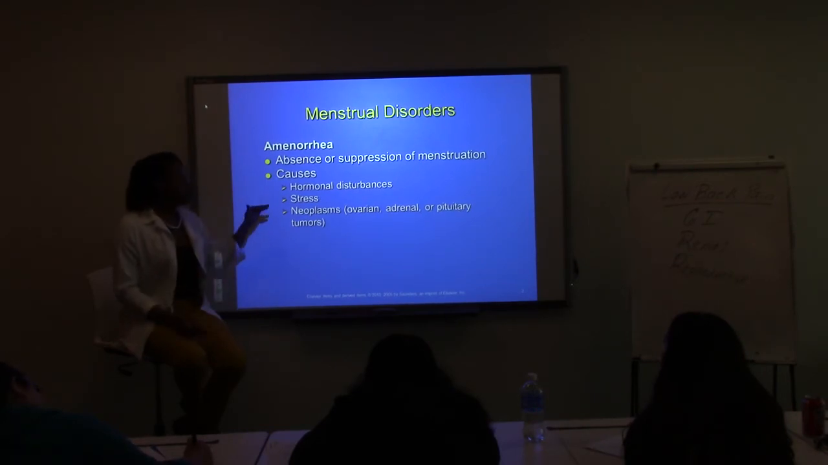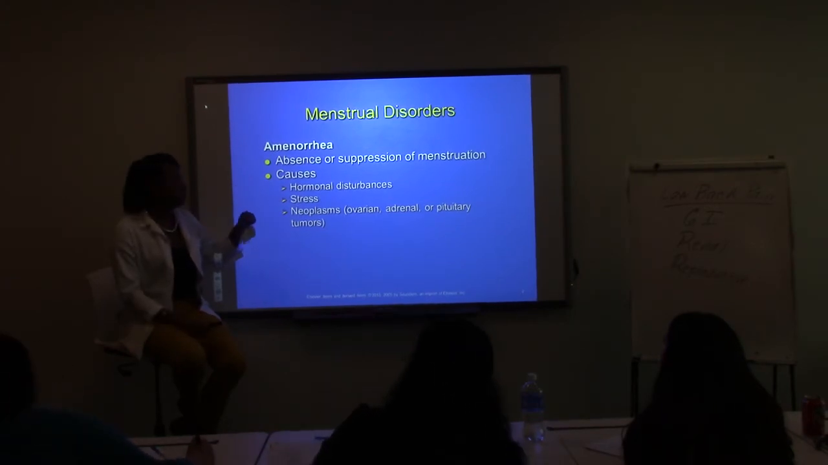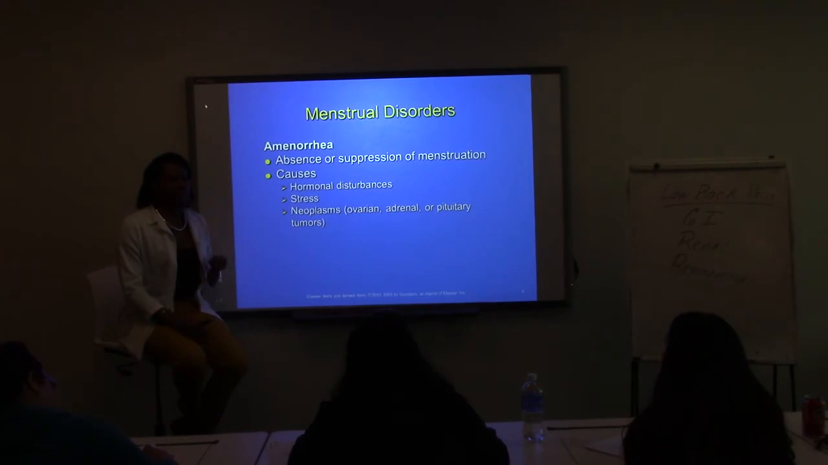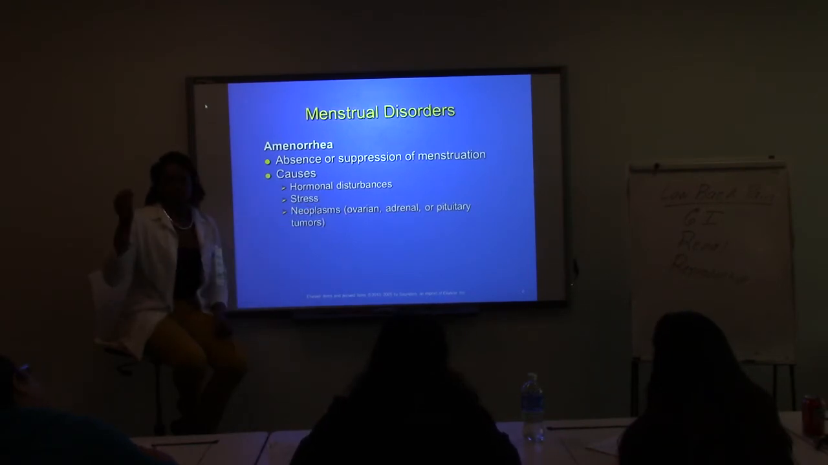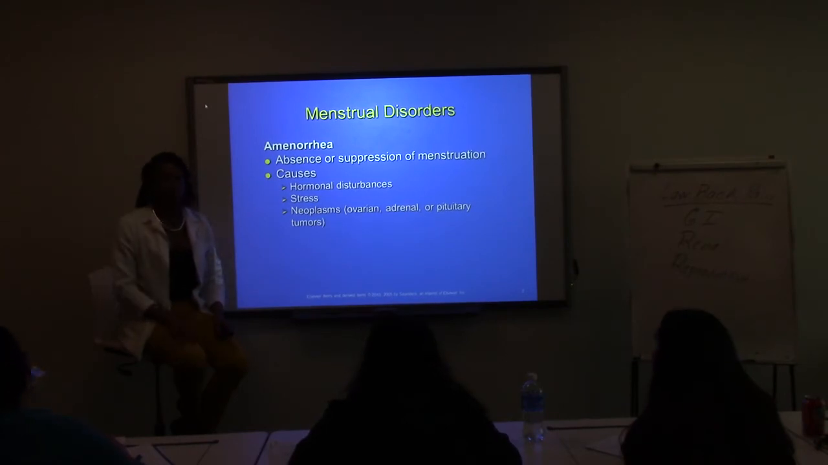Stress, we know, can do it as well. So being stressed out can also give the situation amenorrhea. And cancers. Some cancers can also give an absence of menstruation. Even an ovarian cancer, a reproductive cancer, we would imagine. But don't forget also pituitary cancers. If there's a tumor on the pituitary, obviously that's going to offset hormone levels. So that can definitely also give the situation amenorrhea.